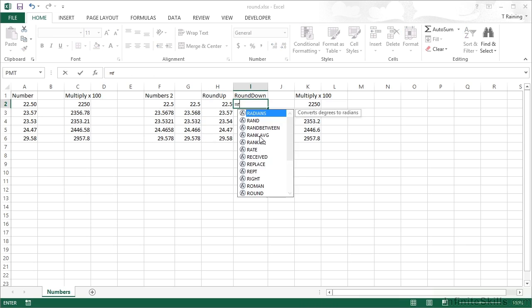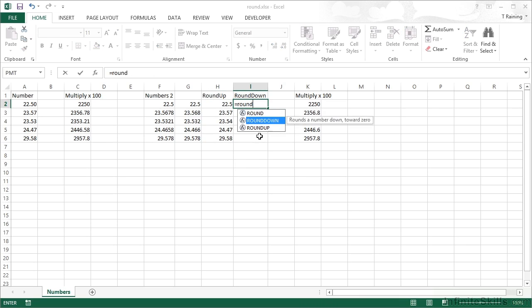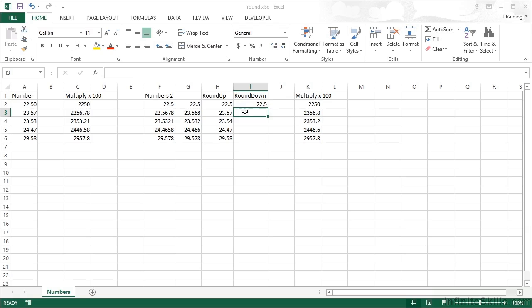Now with round down, we're forcing it to round down. The same parameters, the number we're looking at changing, and how many digits. Well, let's stay with 2. Again, 22.5 does not get affected at 2 decimal places. All the others will now be rounded down, which effectively means truncate. So 5, 6, 7, 8 becomes 56. The 78 is ignored. We're not rounding up, we're rounding down, so we're chopping off. 5321 becomes 53, 4658 becomes 46, 578 becomes 57.